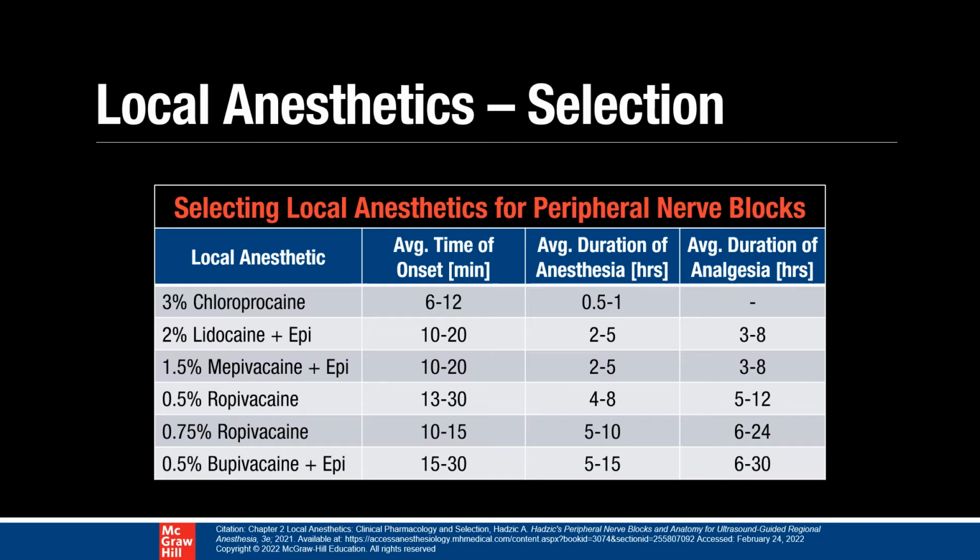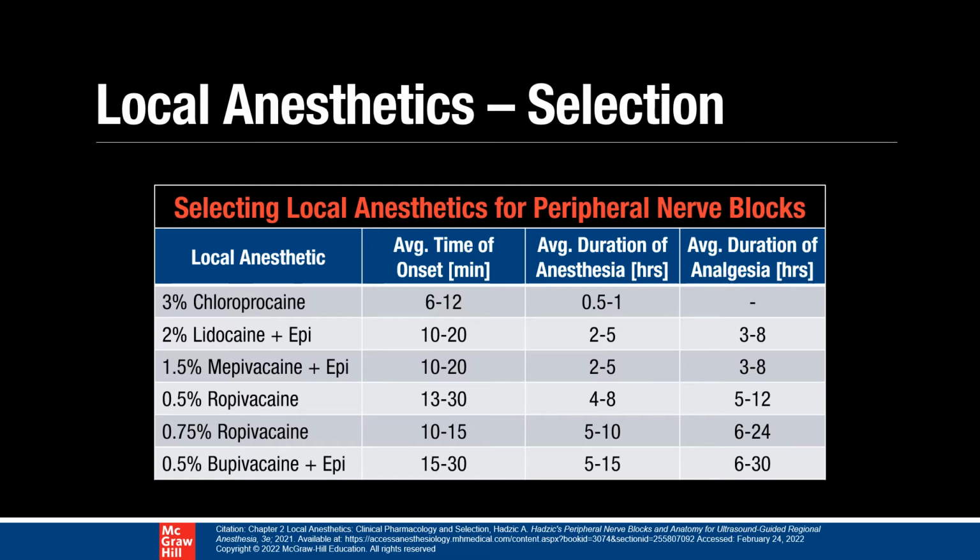The anesthesia will last shorter than the analgesia, okay? But if we can get them to not have pain, I mean, that's really the point of these blocks, right? So, 5 to 12 hours and 6 to 30 hours, versus these shorter-acting agents like lidocaine and mepivacaine, which are intermediate block local anesthetics. We're going to use ropivacaine and bupivacaine for hip block indications.